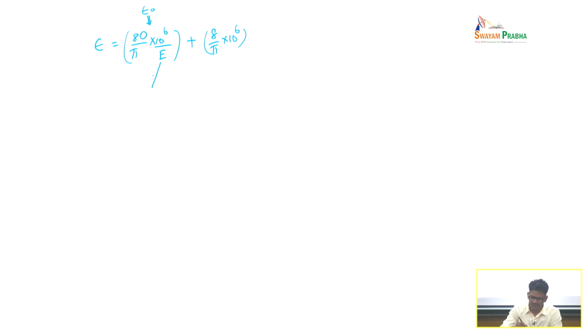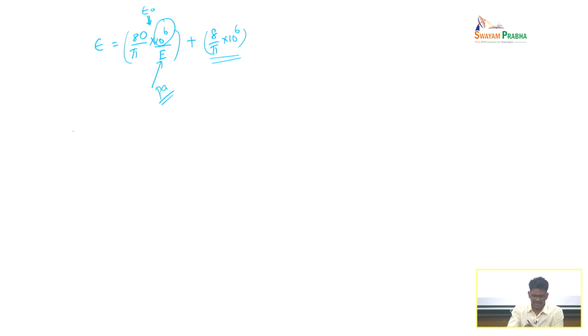What should be the unit of E here? Pascal. Okay. It has to be Pascal. And if you want to substitute in terms of megapascal, then you have to remove this 10 power 6 term. Okay. So, make sure the units are consistent. So, right now we cannot do anything with the first term because E is not specified. So, you have to keep that as such, whereas this one is 8 by pi into 10 power 6.